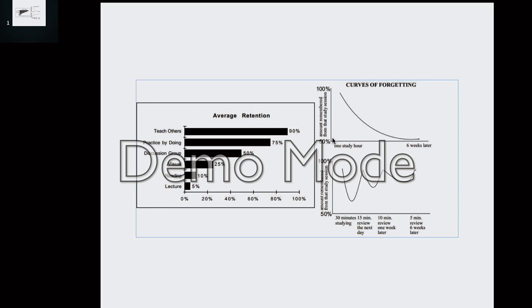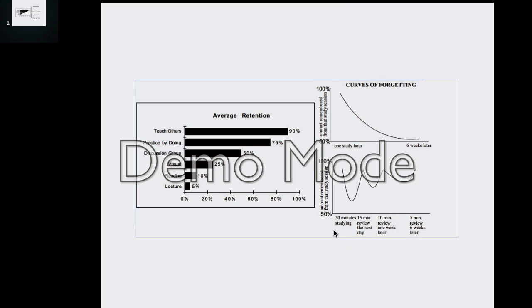Right here on the y-axis is the amount remembered from that study session. So for one study hour here, you remember close to 100%. And then periodically it just keeps going down. And then 6 weeks later, you have practically 50% retention. 50%. So think about that as getting a 50% on your exam because you forgot everything. Well, not everything, but 50% of the material. That is bad. That is failing. This is when people cram, and you're never going to get it back up to there when you cram.